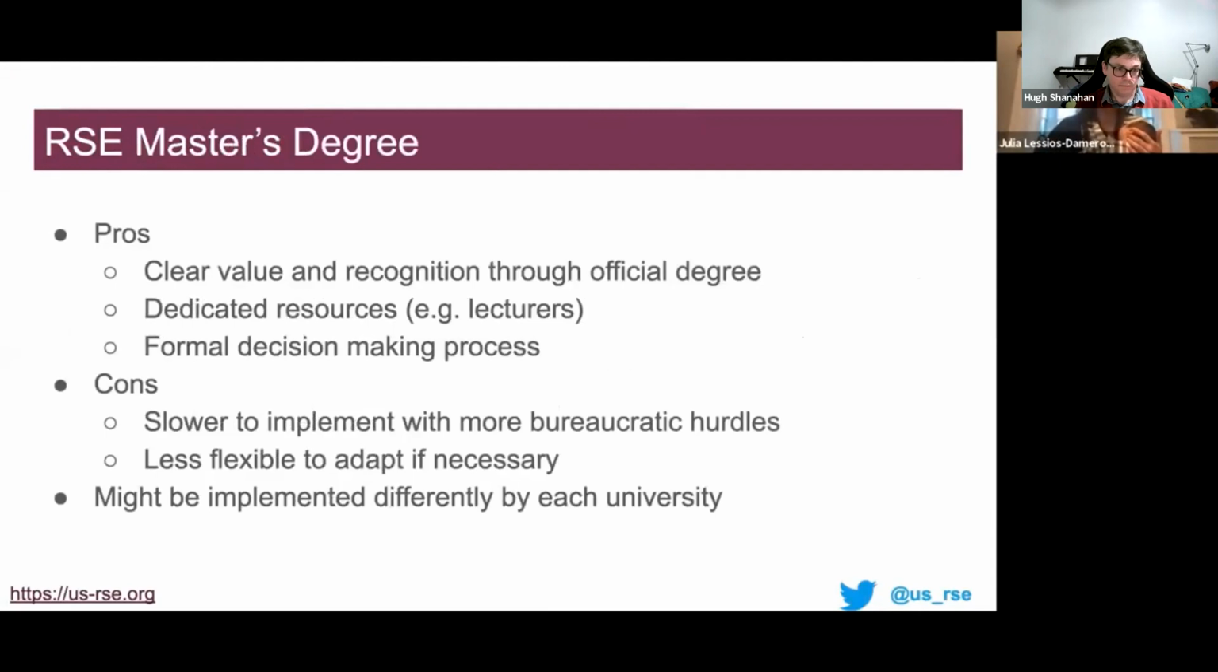For the master's degree, it would be a lot clearer what the value is, since it would be an official degree. There would be dedicated resources, and there would be a formal decision-making process, but it would probably be a lot slower and harder to implement, since there's a lot of bureaucratic overhead, and it would be less flexible to adapt if necessary. And additionally, the degree might look different depending on the university, which could be a pro or could be a con, depending on how that actually turns out.